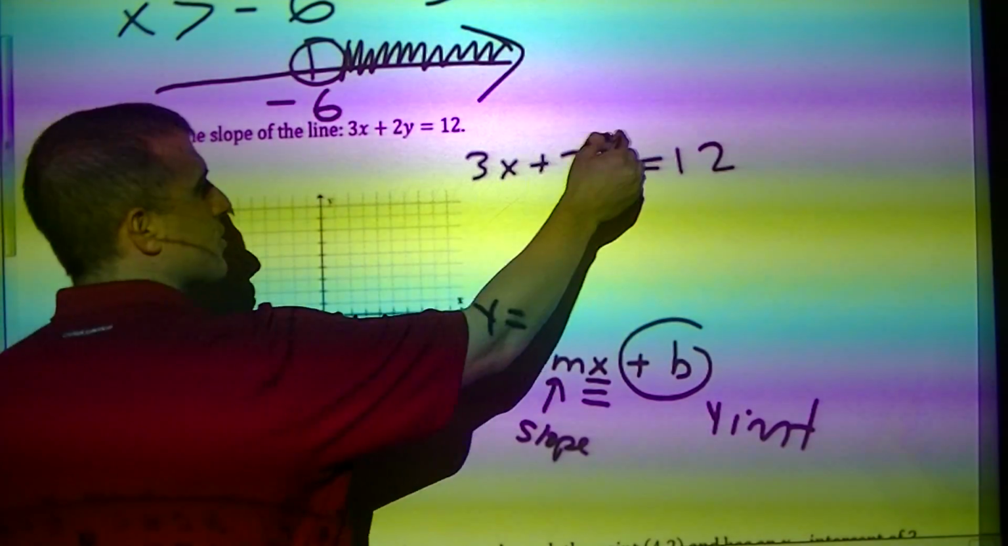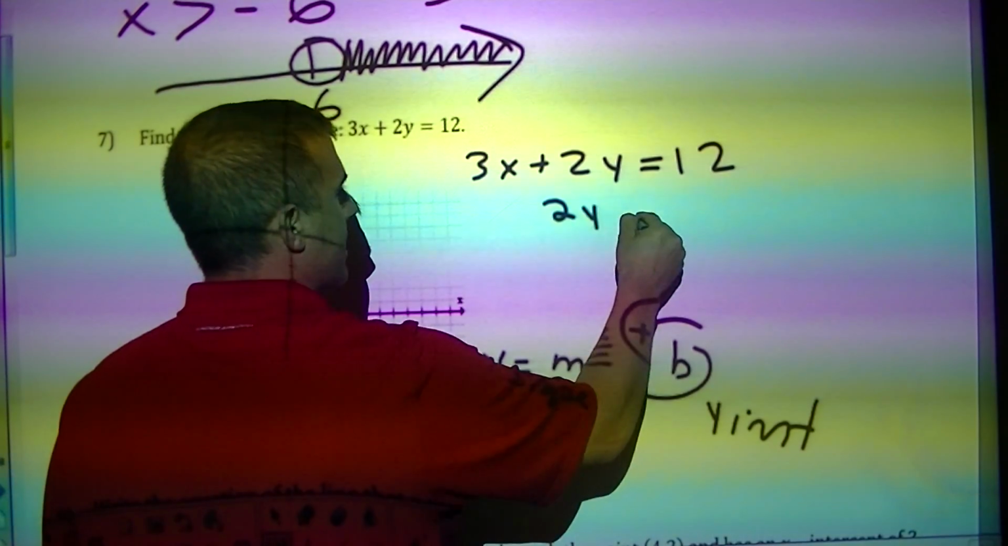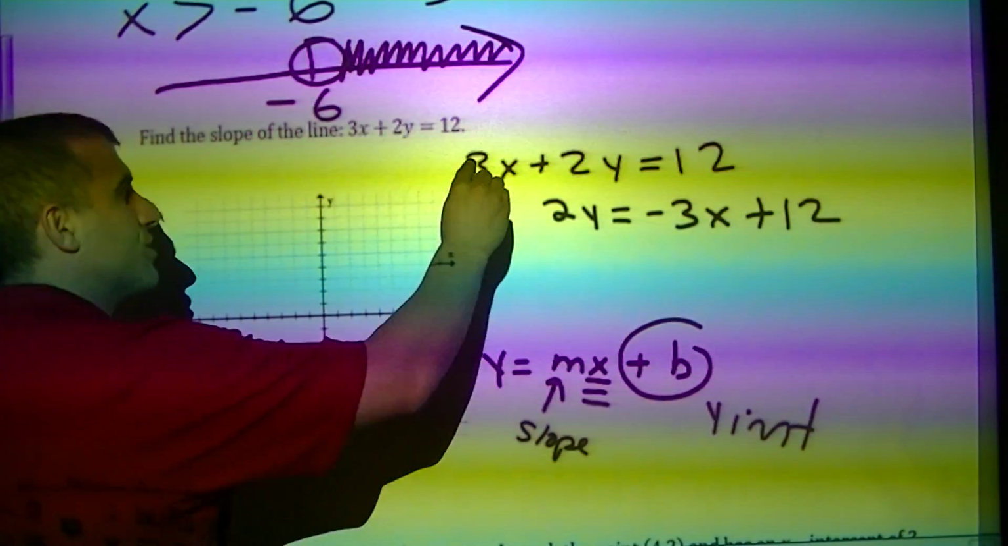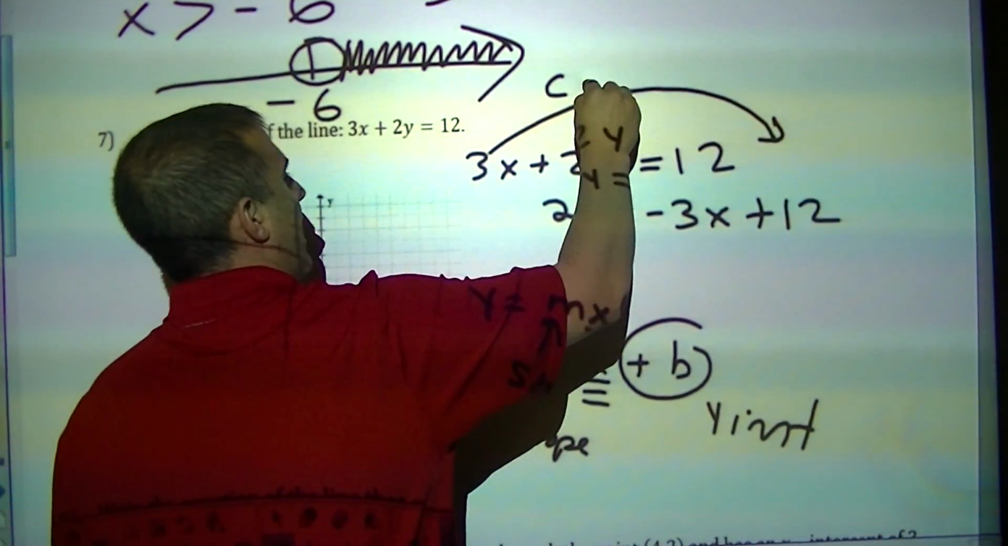So what I'm going to do is this goes over to the other side. I'm going to have 2y equals negative 3x plus 12. I do not combine those. All I do is if I move from one side to the other, I change sign.